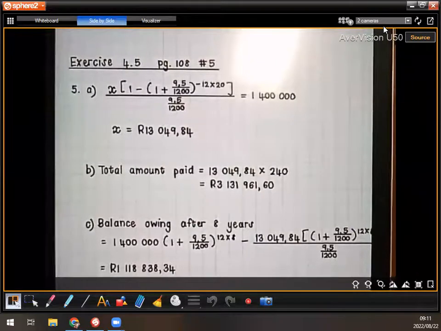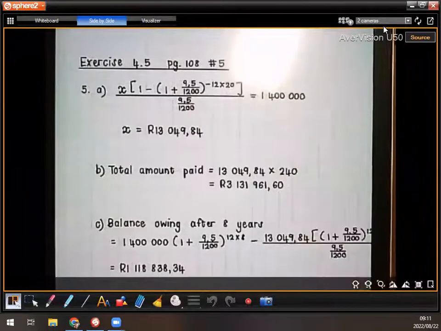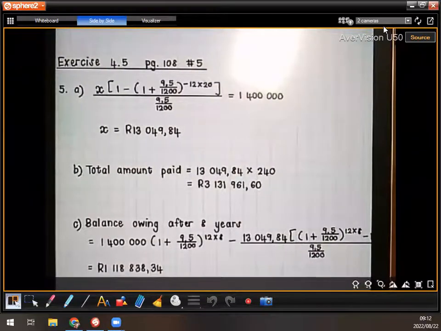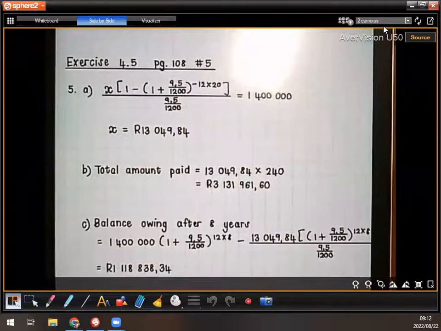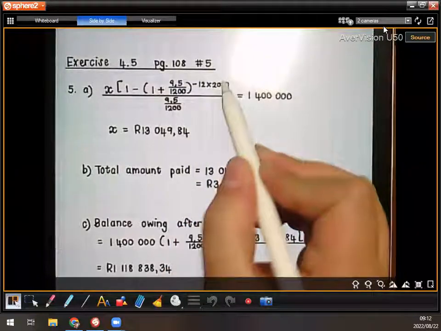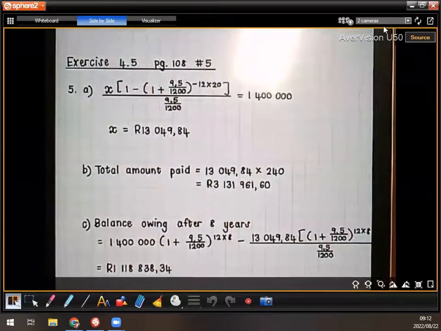Page 108, number 5. Okay, so for the home loan. You buy a house, take out a loan for 1.4 million. Oops, sorry, the interest is 9.5% compounded monthly. What is the monthly payment if it's repaid over 20 years? All right, so you calculate X there.